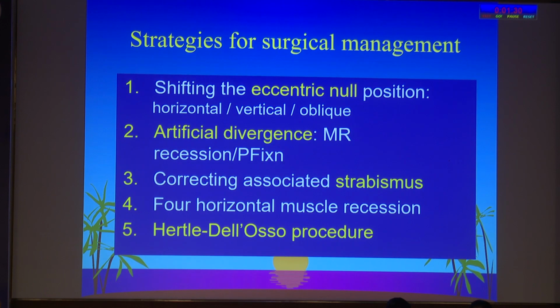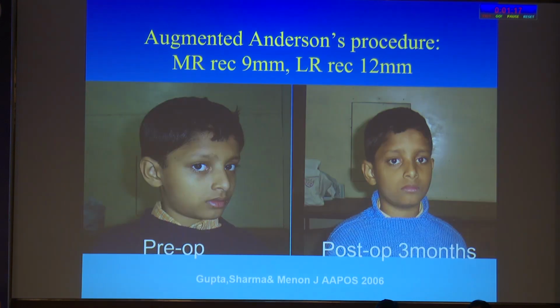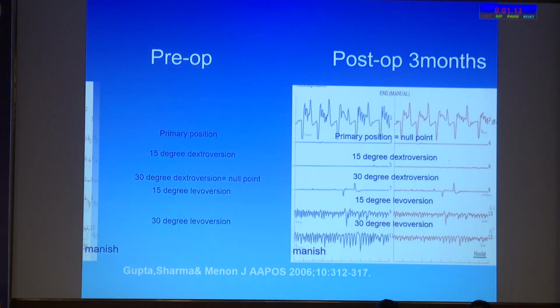Artificial divergence surgeries may also help by inducing the divergence. And whenever there is a surgery to be done, the preference for us is augmented Anderson's for up to 30 degrees, like this case, and MR recession of 9 and LR recession of 12 yields the results.